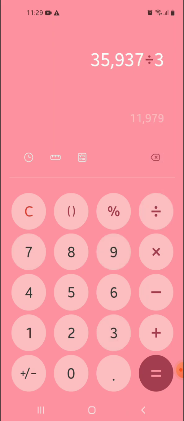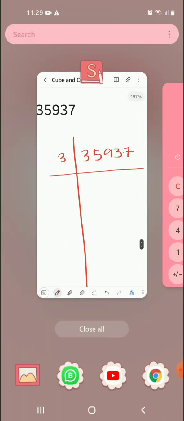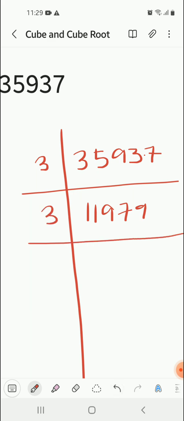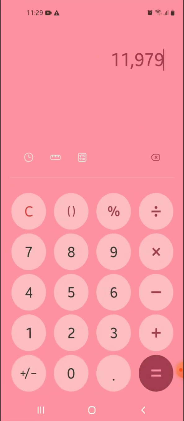35937 divided by 3, we get 11979. Again we are going to apply the common sense. Since we are finding a cube, the number must be divisible by 3 at least 3 times. Once we have already got one, two more times. So we will again divide it by 3. Let's find what the number would be.